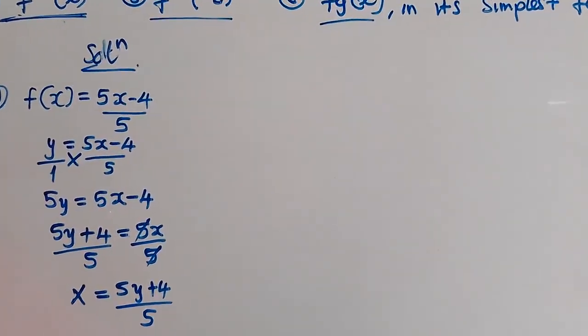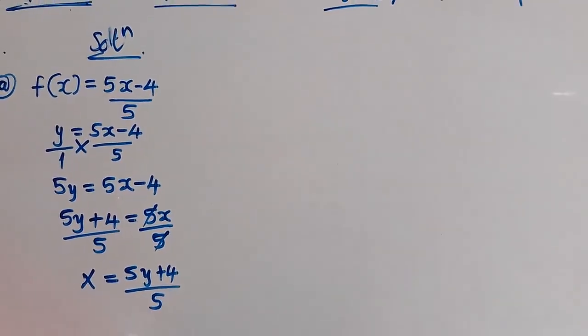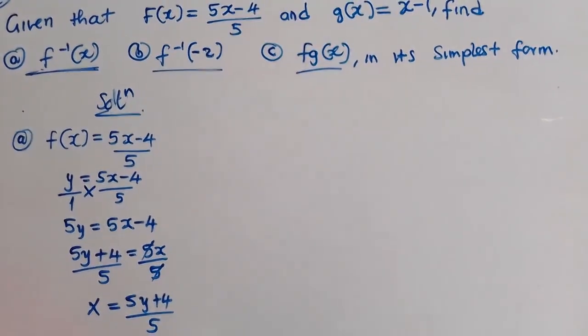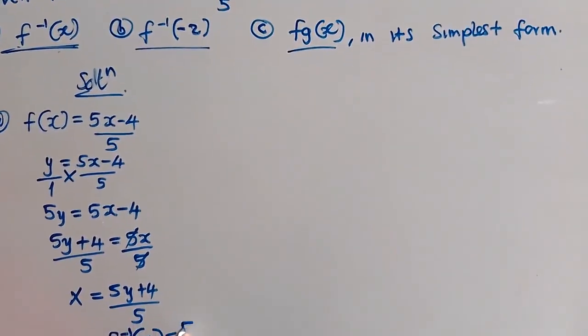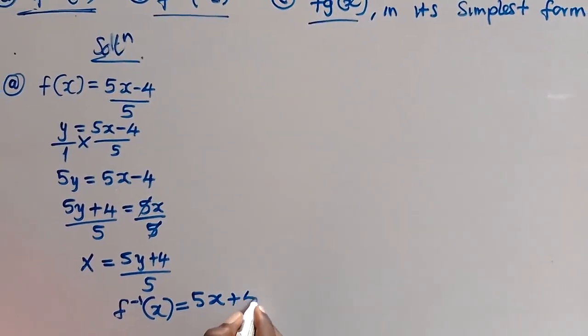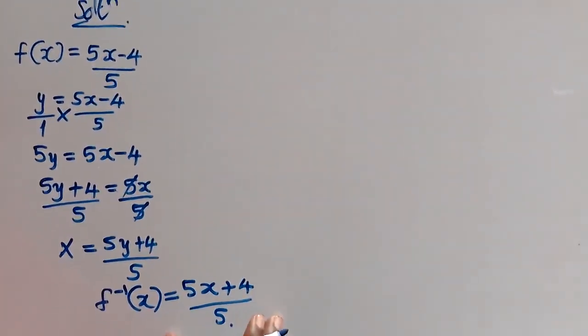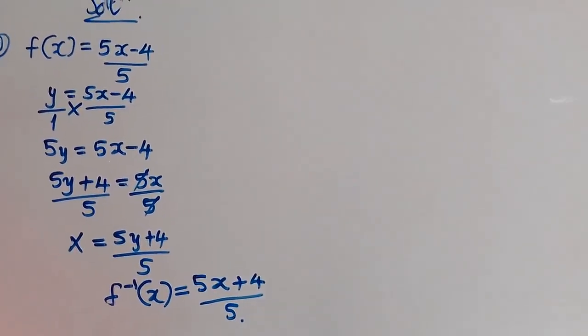So once you reach here, this is just the same as f inverse of x is equal to what? Where there is y, we put x. 5x plus 4 over 5. So this is your answer. This is the inverse function.